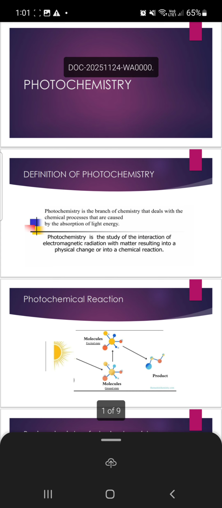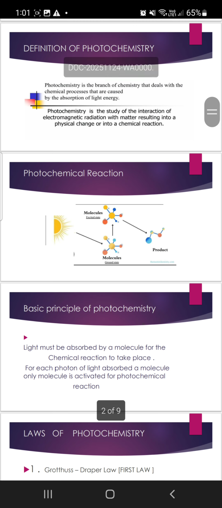So, in a photochemical reaction, the light energy is absorbed by a molecule in the ground state. By absorbing the light energy, the molecule is excited from the ground state to a higher level. From the excited state, the molecule forms a product. This reaction is called a photochemical reaction.